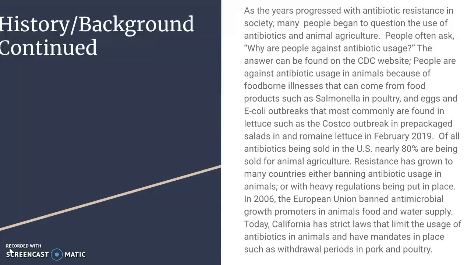Resistance has grown to many countries, whether that means banning antibiotic usage in animals or heavy regulations being put in place. In 2006, the European Union banned antimicrobial growth parameters in animal food and water supply. Today, California has strict laws that limit the usage of antibiotics in animals and have mandates in place such as withdrawal periods in pork and poultry.